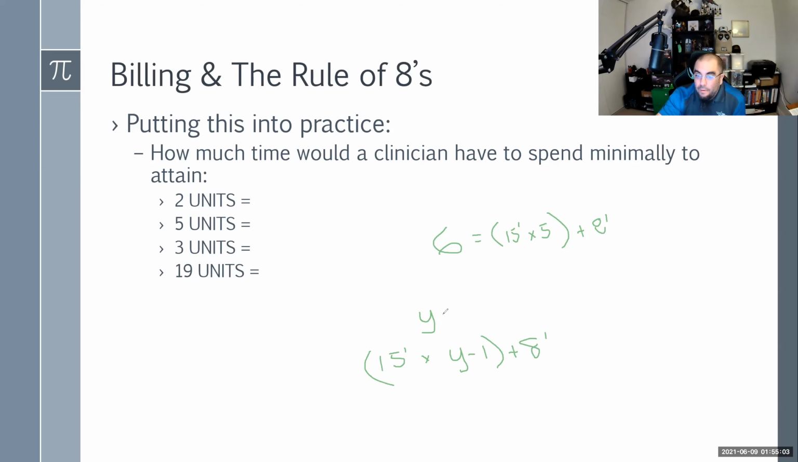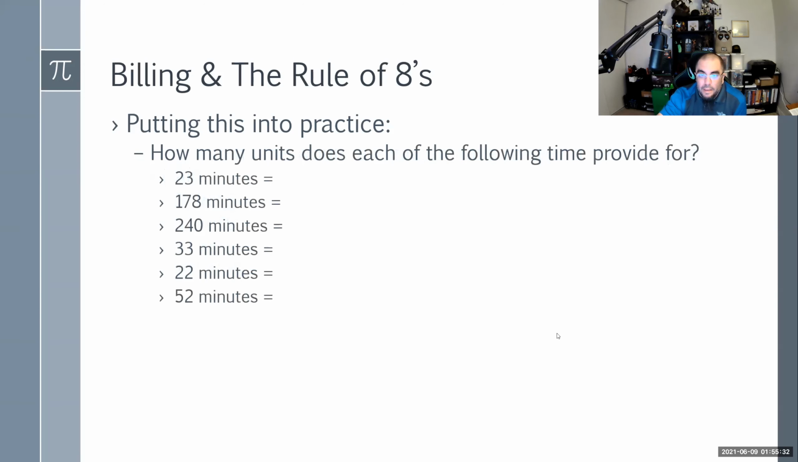So even if we said that we wanted to bill 1 unit, right? So 1 minus 1 is 0, 0 times 15 gives me 0, so I need 8 minutes to get there. If I wanted to bill for 10, I'd go Y minus 1, so I have 9 here, 9 times 15 plus 8. So if you're looking for a formula, that's a formula for it. But if you can just do the math, it's not that difficult. You're never going to get 19 units, 20 units, stuff like that. So don't totally freak out about that.